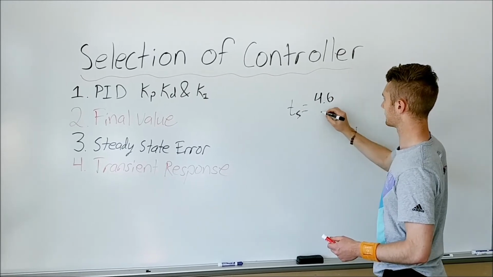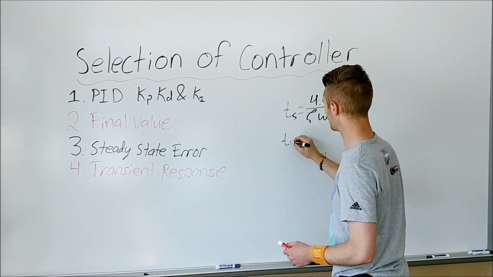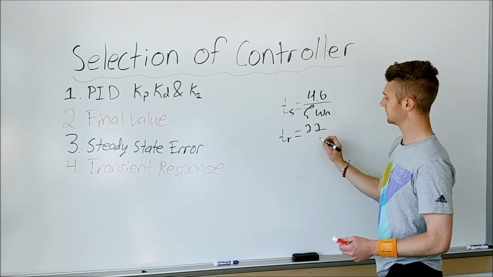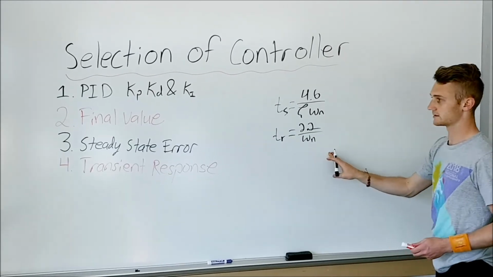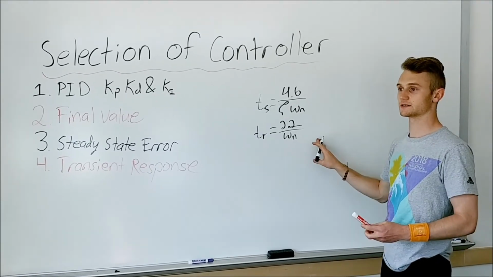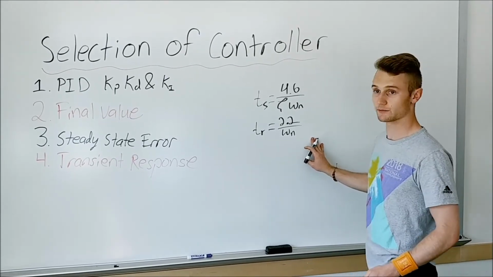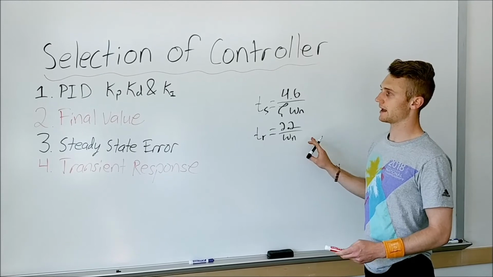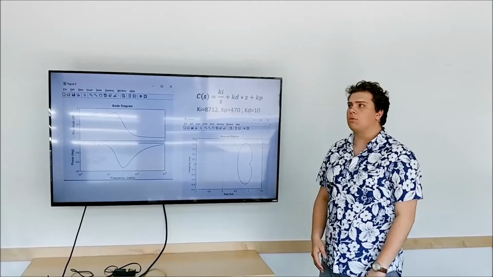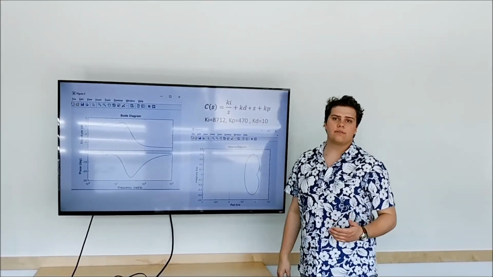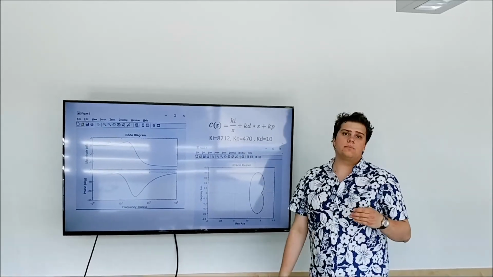So that helped us to move into the transient response analysis, where we essentially used the following equations. T settle is equal to 4.6 over zeta omega n, and T rise equal to 2.2 over omega n. And essentially by solving for these equations and using the governing transfer function shown previously, we were able to select the proper Kp, Kd, and Ki. From all the analysis we did previously, we found that our Ki value would be 8,712, our Kp value to be 470, and our Kd value to be 10.